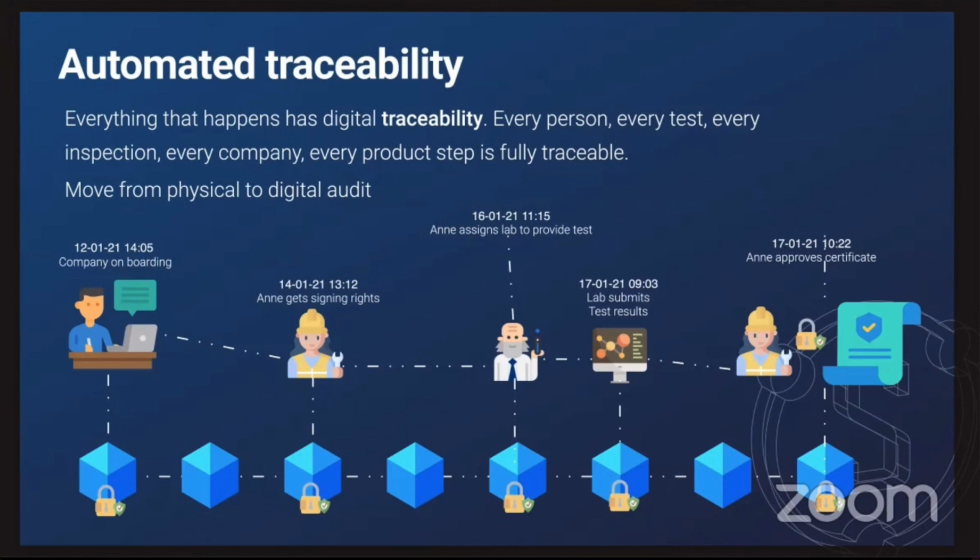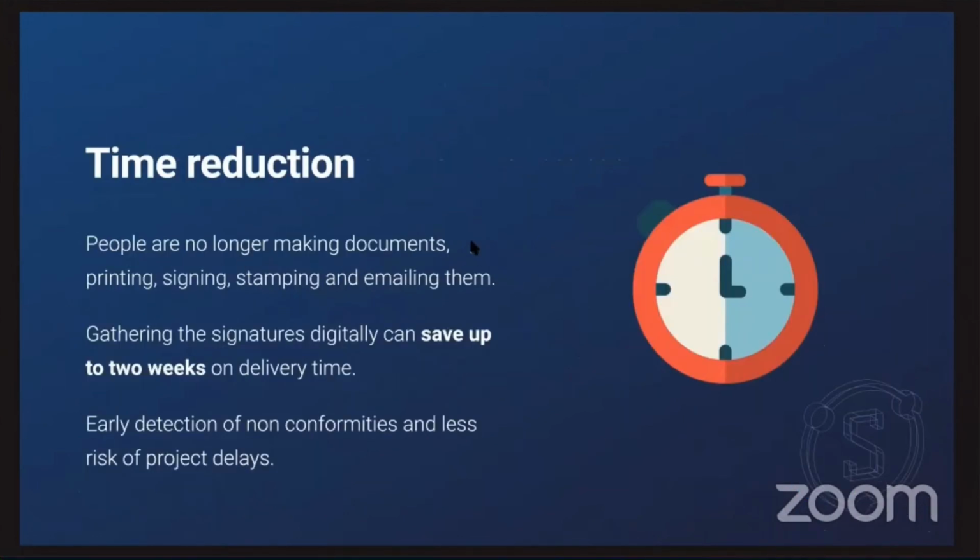Other benefits are time reduction. People are no longer making documents, printing them, asking their manager to sign and stamp, scanning and emailing them to the inspector or to the end user. Digital signature can save up to 2 weeks of delivery time, but also since all information is visible to anyone immediately, you can detect a non-conformity the exact moment when it happens, so you can reduce also project delays.